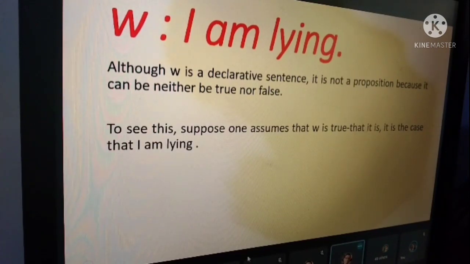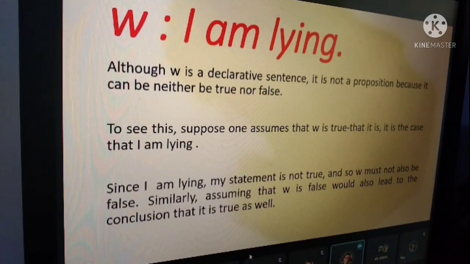So, to see this, para malaman natin bakit, suppose one assumes that W is true. So, I am lying is true daw. Totoo na nagsisinungaling siya. No? So, halimbawa, sabi niya, I am lying, nagsisinungaling ako. At totoo na nagsisinungaling siya. It is the case that I am lying. Now, since I am lying, my statement is not true. So, pag sinabi mong ako ay nagsisinungaling, ibig sabihin, kung siya ay nagsisinungaling, ang sinasabi niya ay hindi totoo. Hindi totoo kasi nga, siya ay nagsisinungaling.